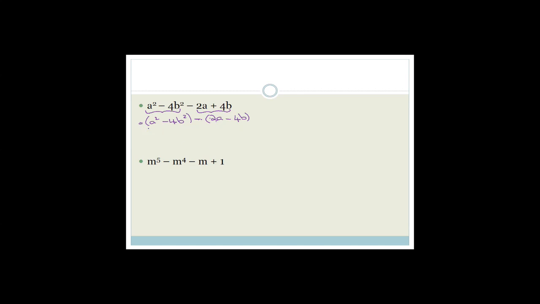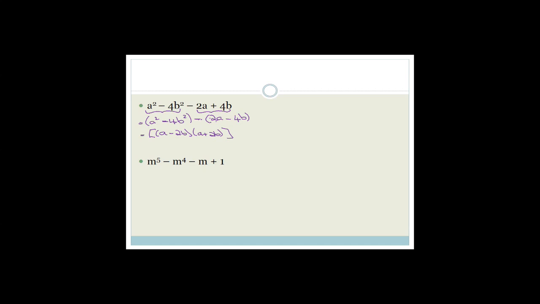Right, now we need to look at this. Do you agree that this is a squared minus 4b squared, and that is a perfect square, 4 is a perfect square, b squared is a perfect square, and they're separated by a minus? So this is the difference of two squares, which becomes a minus 2b, a plus 2b.